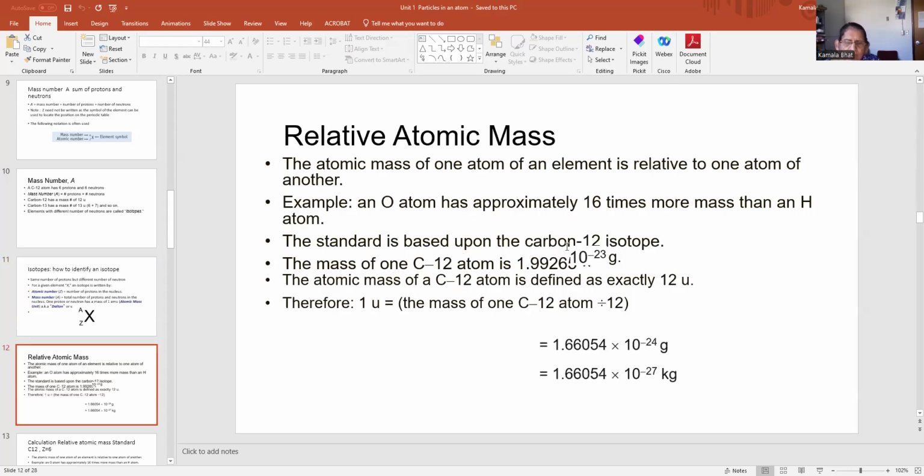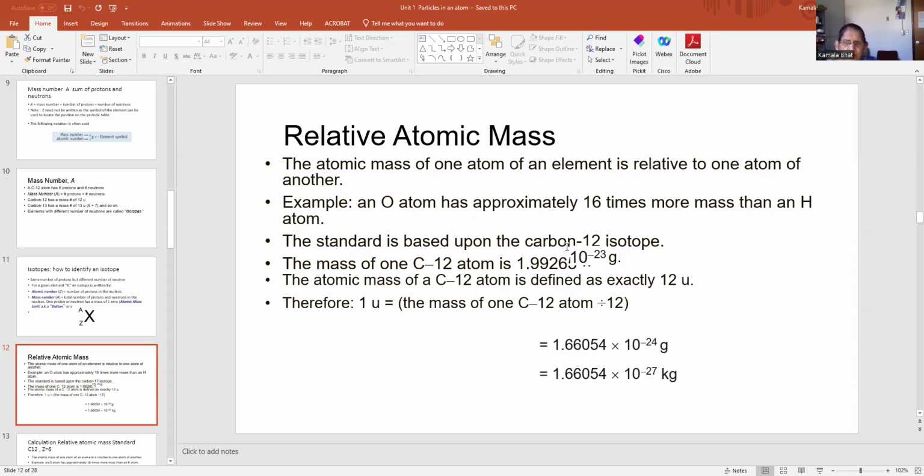Now, the relative atomic mass. What do we understand by the term relative atomic mass? Basically, it means we are going to compare. Relative means we compare one atom with a standard atom. Generally speaking, the standard atom used is one atom of carbon 12, whose mass is 1.99266 times 10 to the power negative 23 gram.